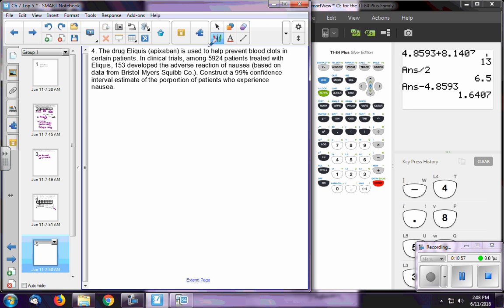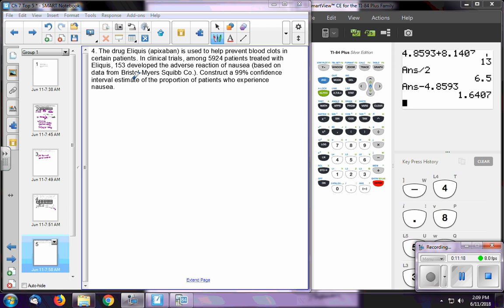The drug Eliquis is used to prevent blood clots in certain patients. In clinical trials, amongst 5,924 patients treated, 153 developed an adverse reaction of nausea. Construct a 99% confidence interval to estimate the proportion of patients who experienced nausea.